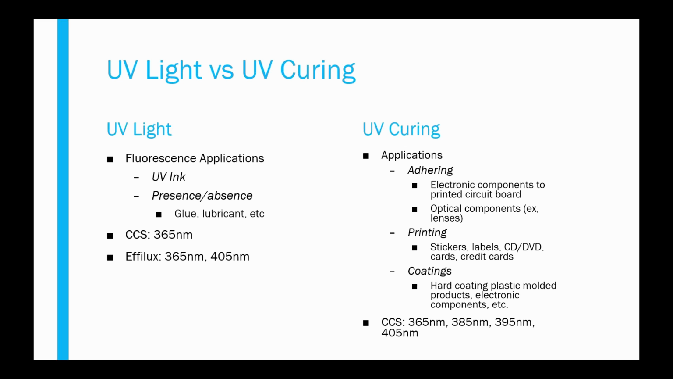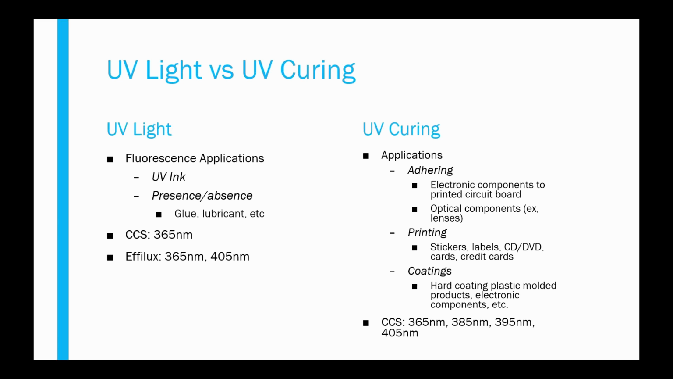The UV curing is different because what UV curing does is it uses ultraviolet radiant energy to chemically change a monomer or a liquid to a polymer, which is a solid. So it's used for adhering electronic components to one another, for printing onto CDs and DVDs, or creating harder coatings for plastic molded products. By UV curing something, you're making the bond stronger, making it more sturdy. And CCS offers 365, 385, 395, and 405 nanometers.